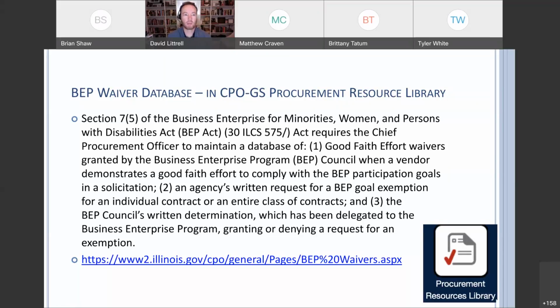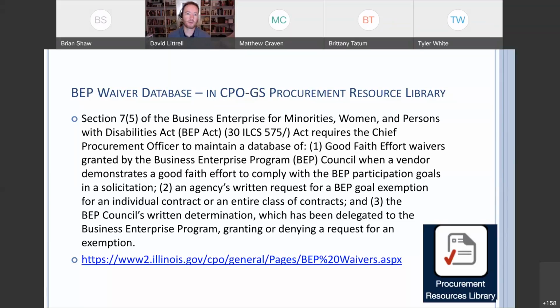What this is going to be applicable for is when BEP computes, let's say, a 20% goal, meaning there should be a 20% goal on the solicitation. Then, as a part of their good faith effort process, the vendor submits all the documentation. They reach out to all of the potential BEP subcontracting that is potentially available. They have all that documentation as a part of their plan, but as a part of that good faith effort, they're only able to potentially subcontract out 10%. So that is all documented, and then it gets approved or denied by BEP.